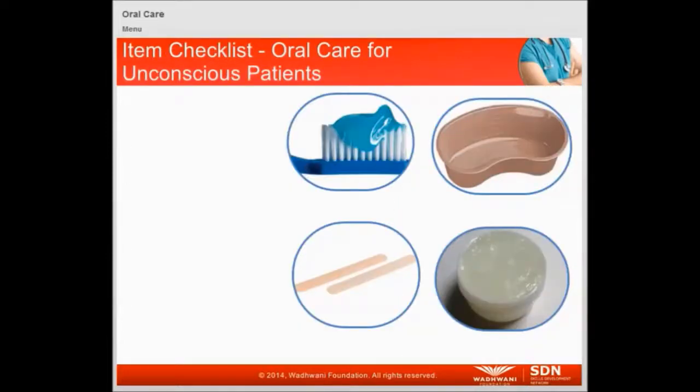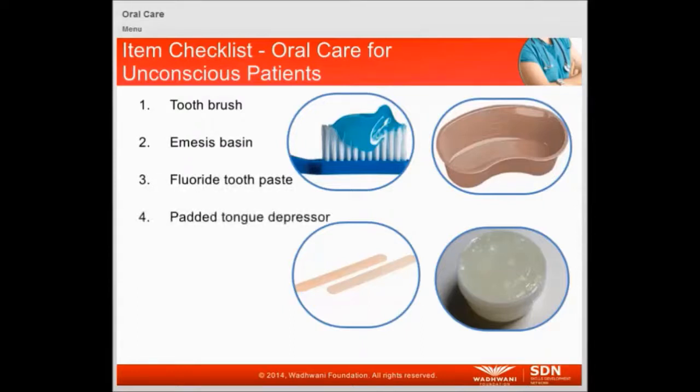Now let's see what items are needed if we have to provide oral care to an unconscious patient. Here are the items needed. 1. Toothbrush. 2. Emesis basin. 3. Fluoride toothpaste. 4. Padded tongue depressor. 5. Towel. 6. Petroleum jelly.